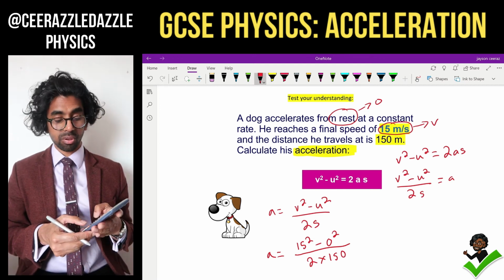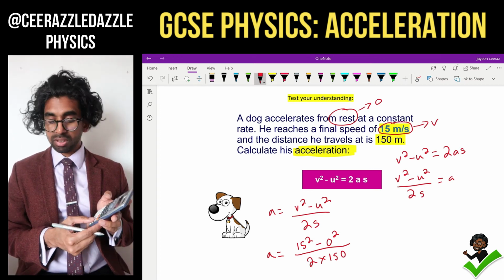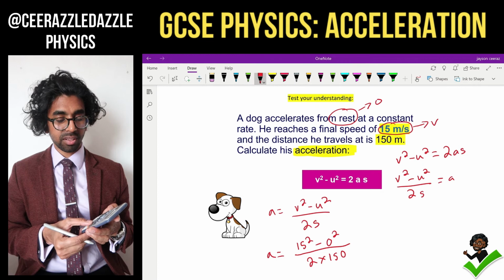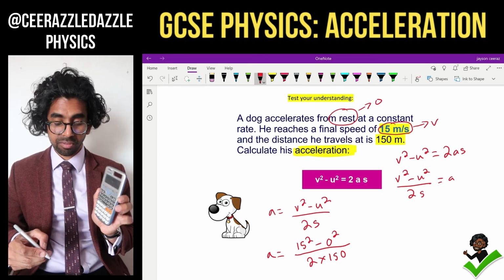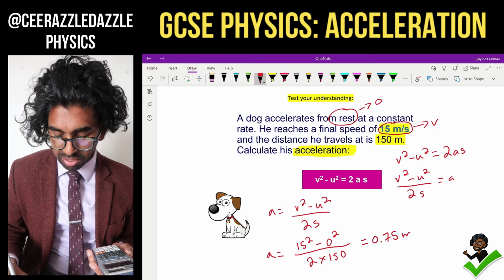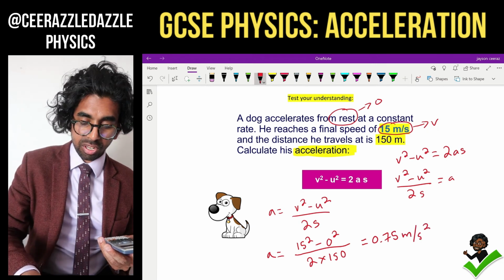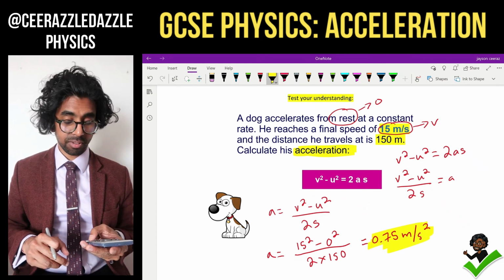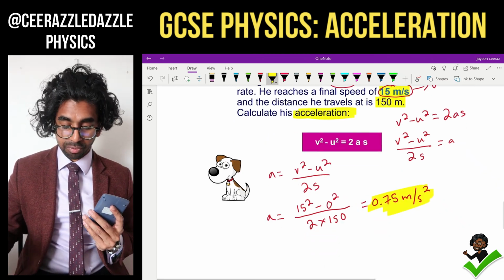Into a calculator we go. 15 squared, divided by 2 times 150, close bracket. I'm getting 0.75. 0.75 meters per second squared. Don't forget the units when you're working out the acceleration. Easy stuff. Now, let's finish off.